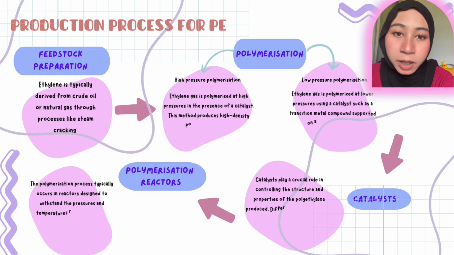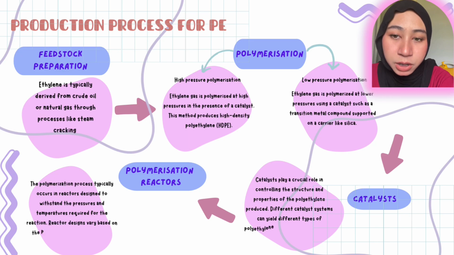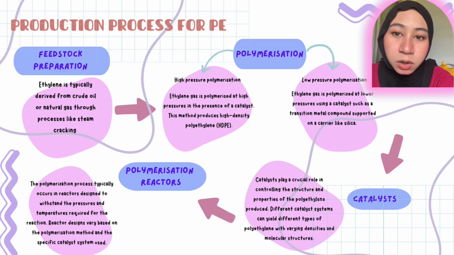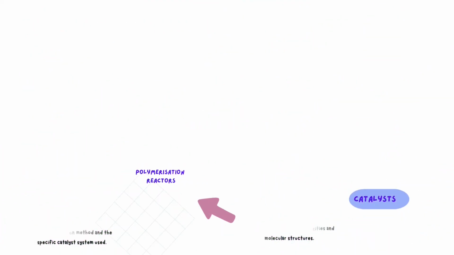So here we have 8 processes. First is feedstock preparation. Next, polymerization. Ethylene gas undergoes polymerization where the ethylene molecules are chemically bound together to form long chains of polyethylene molecules. This step can be carried out by 2 methods, which are high pressure polymerization and low pressure polymerization. Third process is catalyst. Fourth process is polymerization reactor.